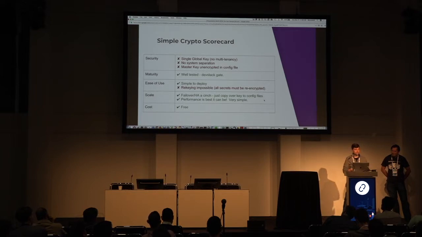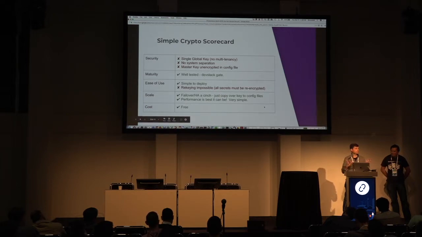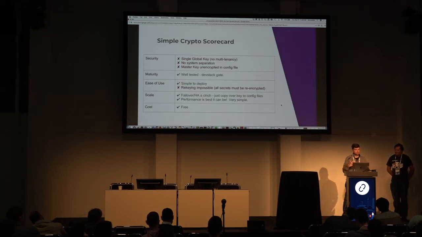But in terms of scale, that's fine. HA is easy because your controllers are already HA, and having Simple Crypto run as part of Barbican, you automatically get the HA. And the cost, of course, is great. It's free because you already have that. So that's Simple Crypto. Let's see if we can do better with some other options.